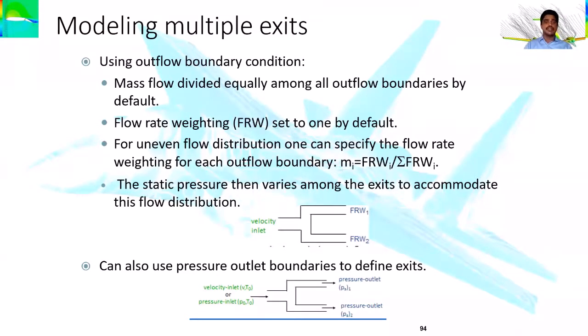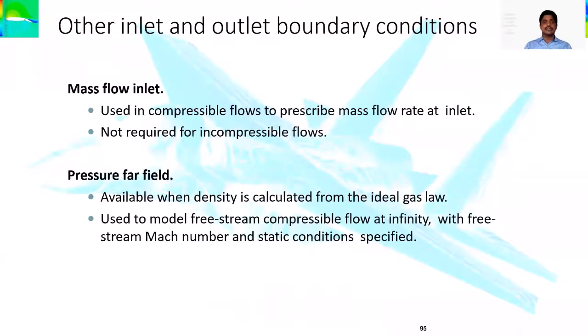So in order to avoid such problems, when you are using multiple outlets, it is better to go with mass flow rate as our boundary condition. Mass flow rate as our boundary at the outlets is equivalent to the inlet flow which entered. In those conditions, we can even define pressure outlets, or pressure inlets or velocity inlets can be applied when you are going for multiple exits.